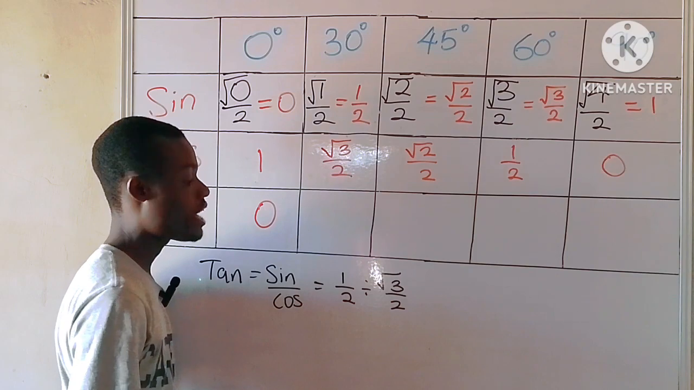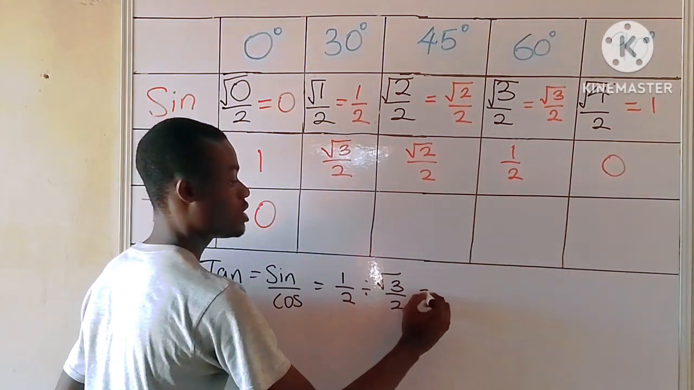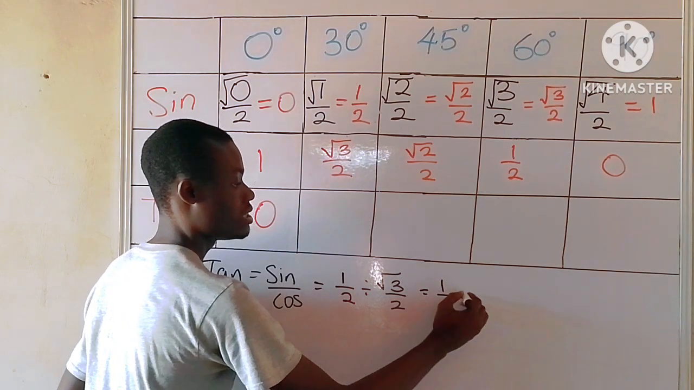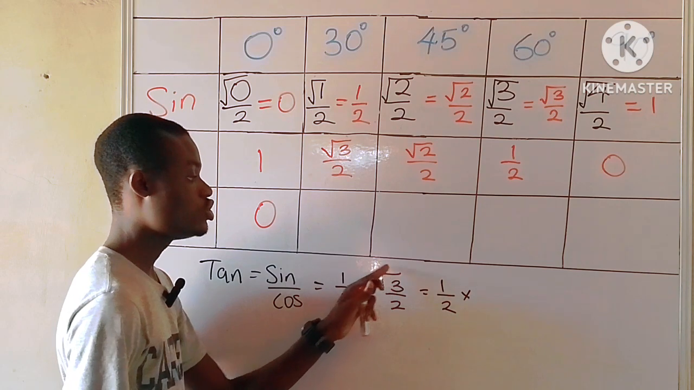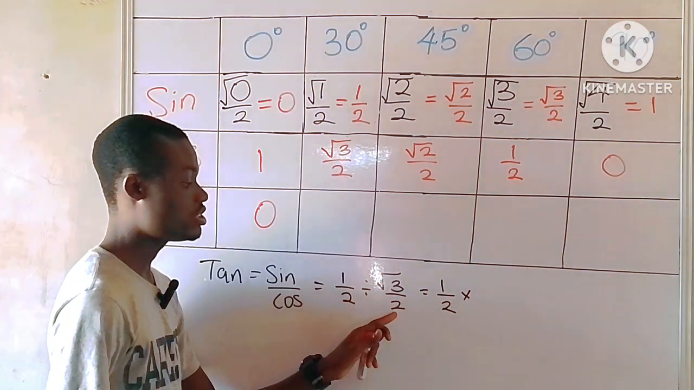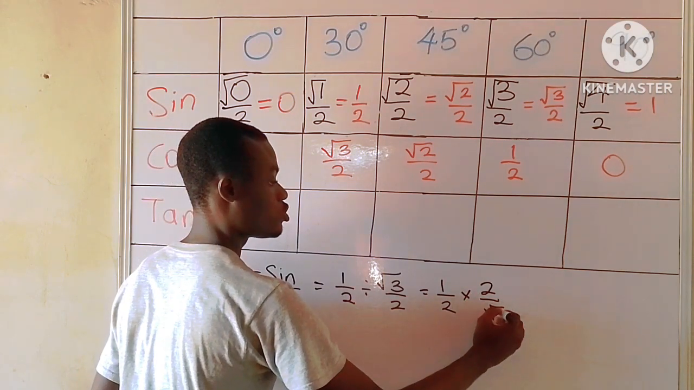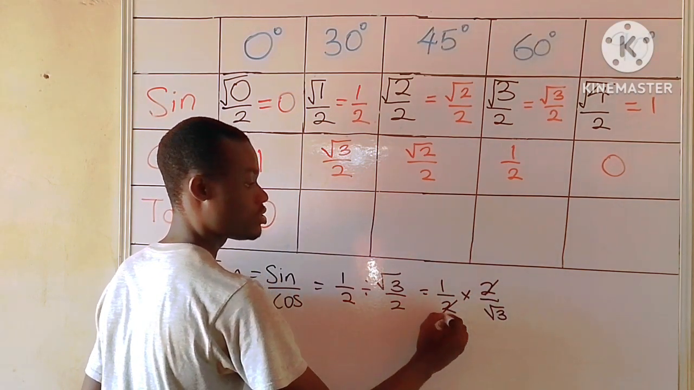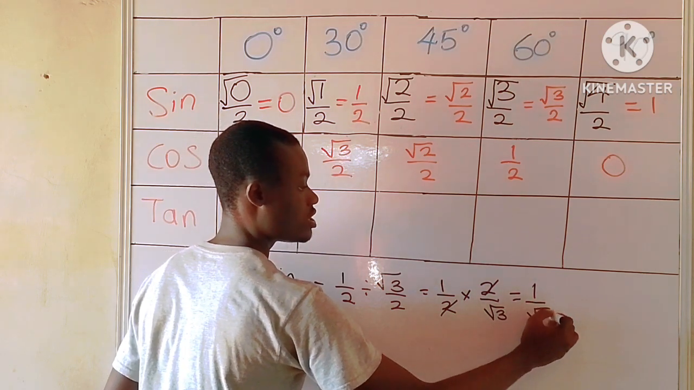So in mathematics, we are expected to change this division sign to multiplication. So when we do that, we have something as 1 over 2 times, after changing this division sign to multiplication sign, your numerator becomes your denominator and your denominator becomes your numerator. So we have something as 2 over root 3. So 2, we eliminate 2. When we do that, we are going to have 1 over root 3.